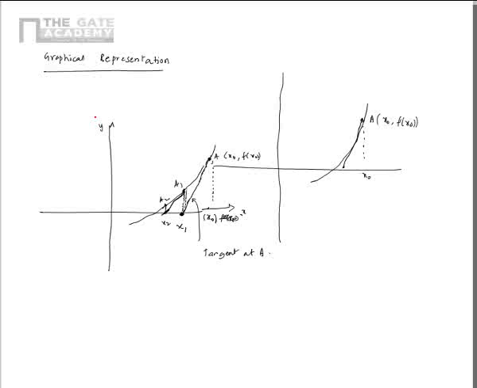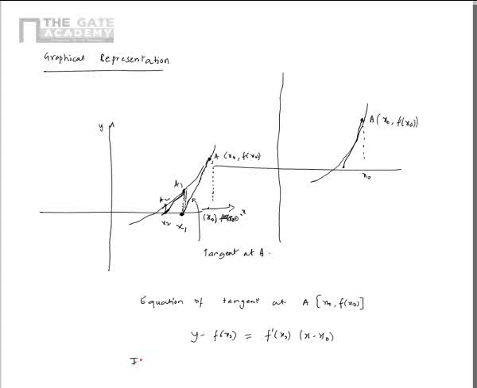Okay, so the same thing we can derive graphically also. The equation of tangent at a is y minus y naught is equal to the slope, which is the derivative, times x minus x naught. So that is your equation.